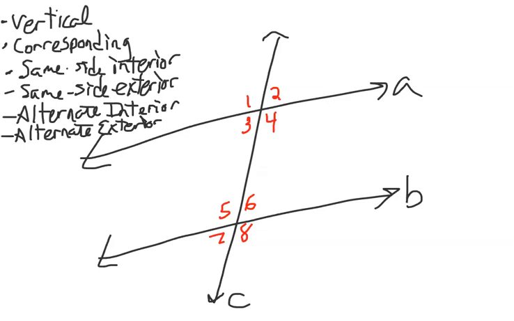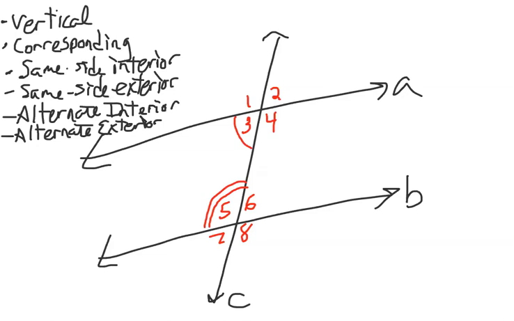Okay, so actually, let's talk about angles 3 and 5. If I know that C is my transversal, I notice that 3 and 5 are both on the left-hand side of line C, aren't they? Right? Angles 3 and 5 are both on the same side of line C. So I know I'm going to be looking at one of the same side options.